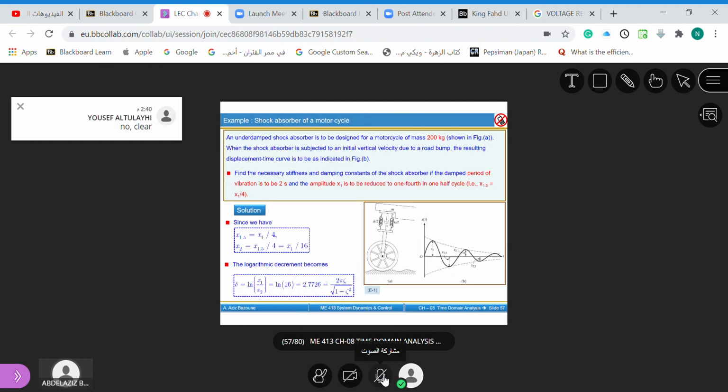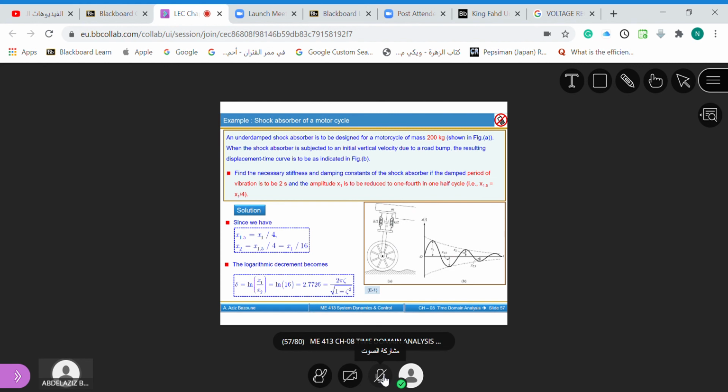Okay Shabab, if we go to another example here, it says an underdamped shock absorber is to be designed. Underdamped, remember, means zeta is less than 1. It is to be designed for a motorcycle of 200 kilograms, shown in the figure, when the shock absorber is subject to an initial vertical velocity due to a road bump. The resulting displacement time curve is indicated in this one here. Find the necessary stiffness, which means K, and damping constant C of the shock absorber, which is here.